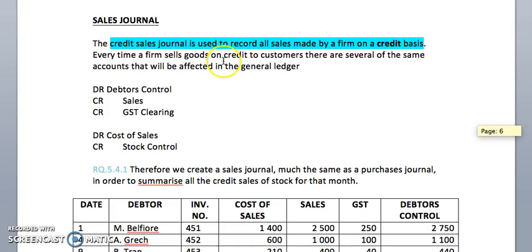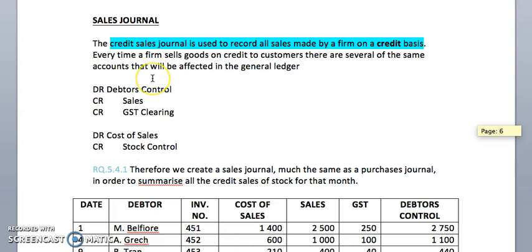Every time a firm sells a good on credit, exactly the same accounts are going to get affected. So we're going to debit the debtors control, credit sales, credit GST clearing, debit cost of sales, and credit cost of stock control. So these are the accounts that get affected every time we make a credit sale. We know this, we've done them a million times before.